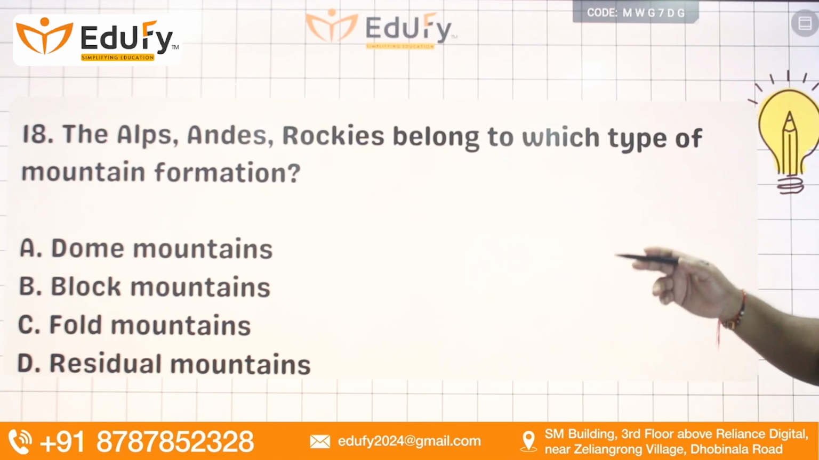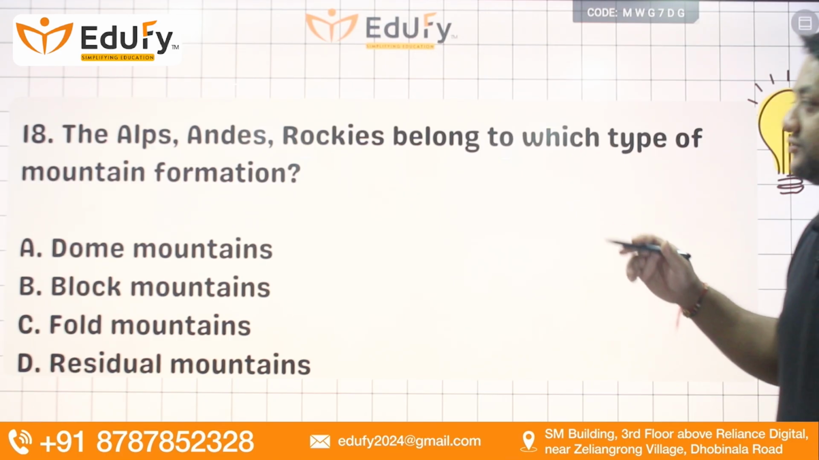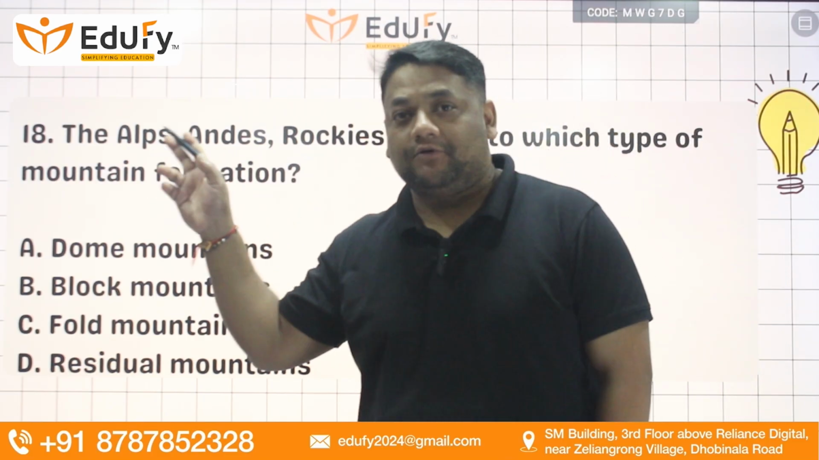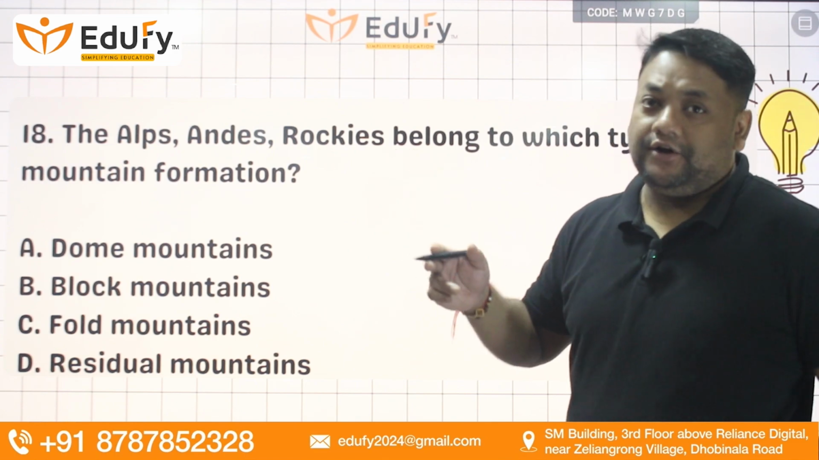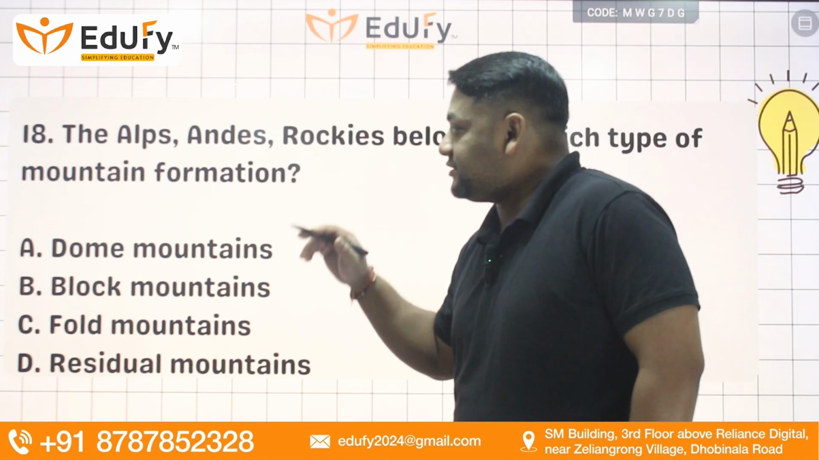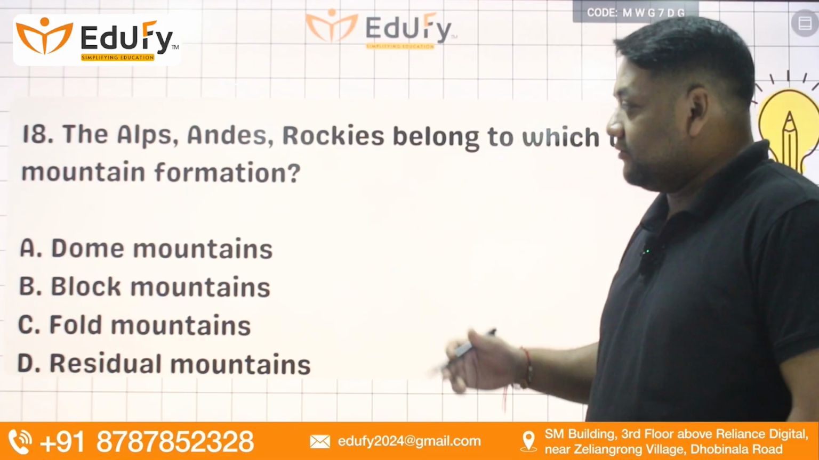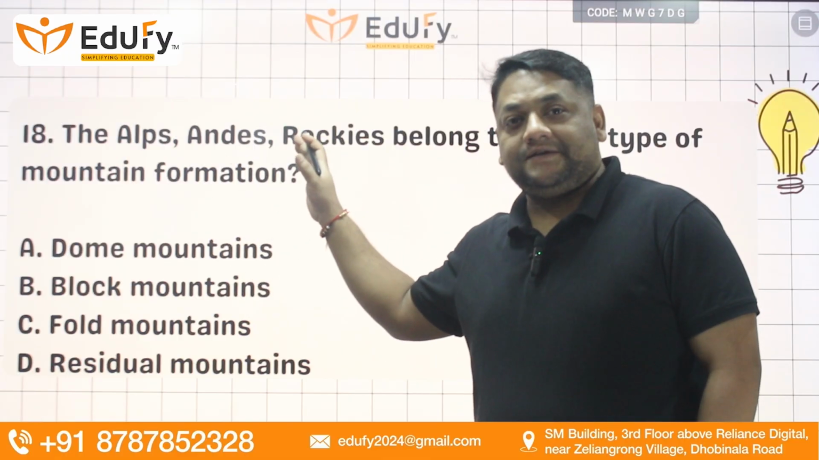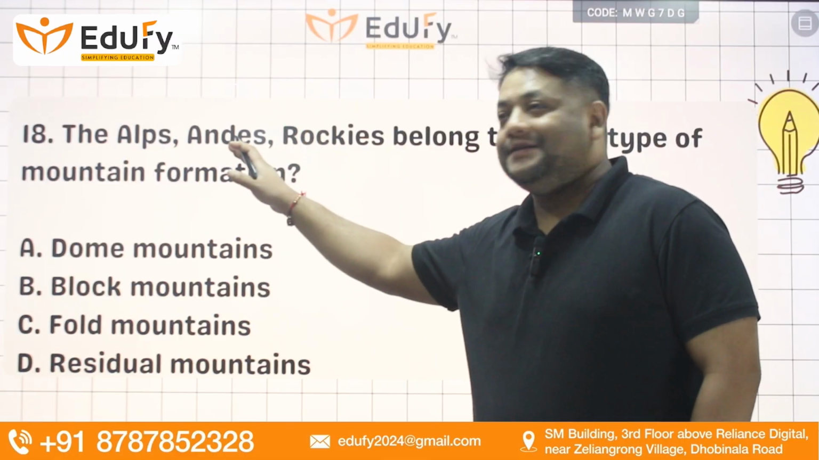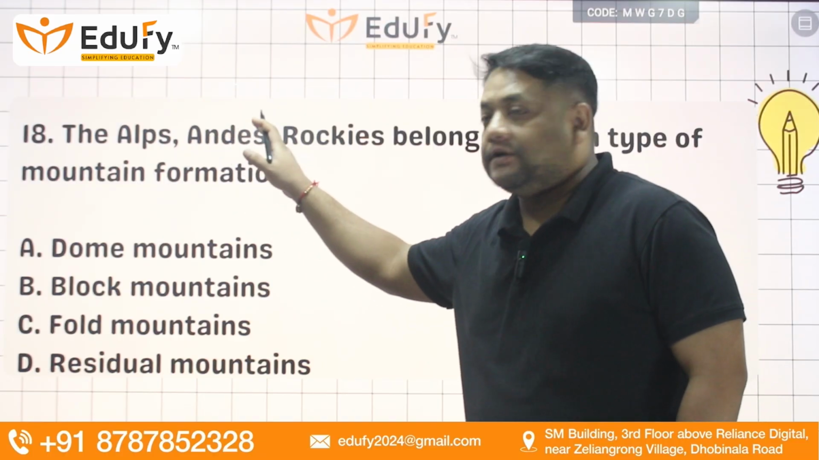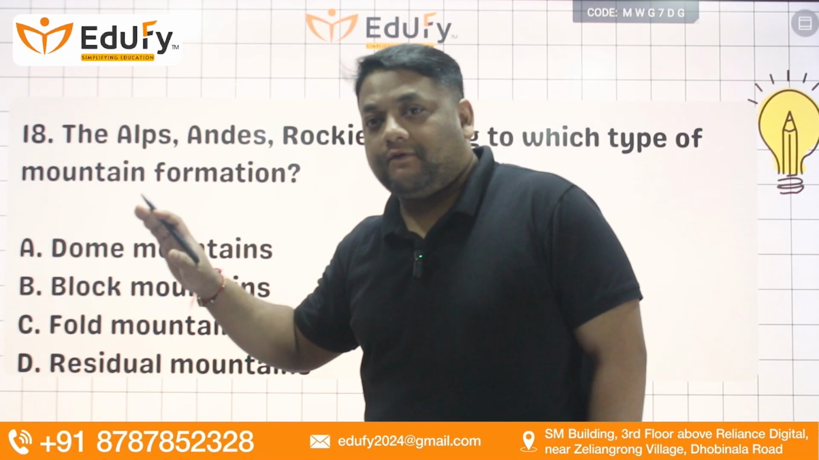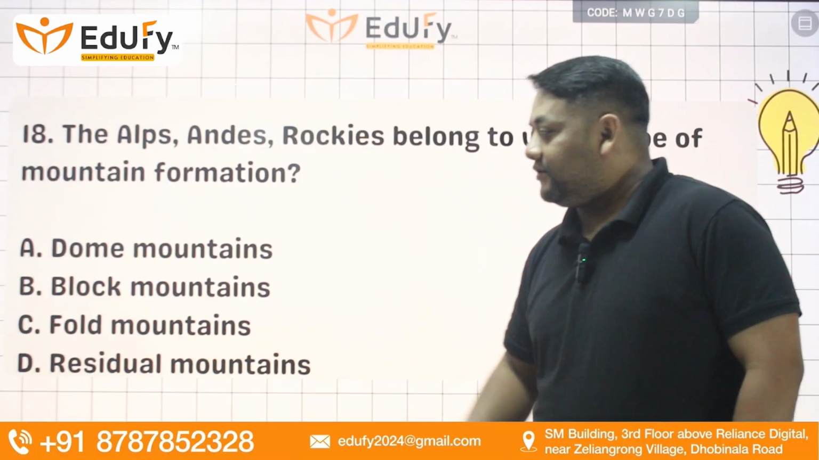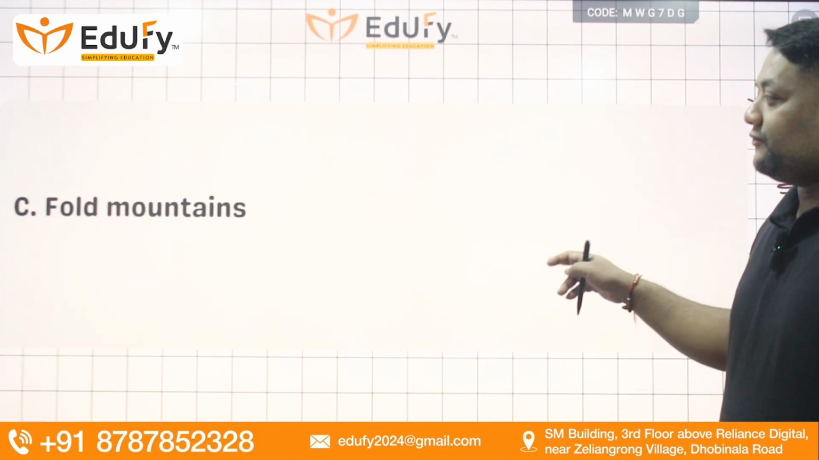Dome mountains, block mountains, fold mountains, residual mountains. The Alps are in Europe, the Andes in South America, the Rockies in North America. These mountains are all fold mountains formed due to plate collision. The Rockies formed due to the Pacific plate and North American plate collision. The Andes formed due to Pacific and South American plate collision. The Alps formed because of Eurasian and African plate collision. So technically they are examples of C, fold mountains.